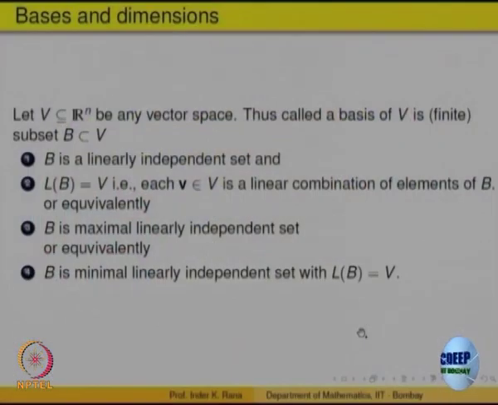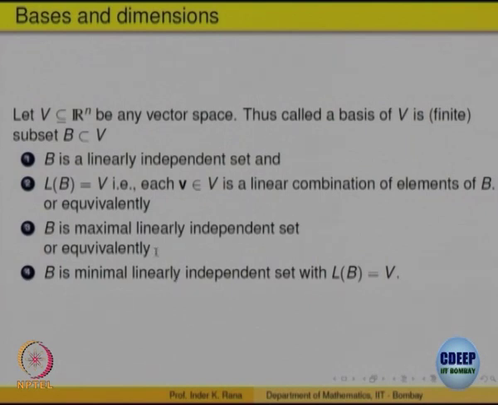I have recapped all this in this slide. B is a linearly independent set, and this 2 is redundant, it should not be there. B is linearly independent and the span is V. The itemization should be removed. B is a maximal linearly independent set, or a minimal spanning set. I think these are wrongly typed.